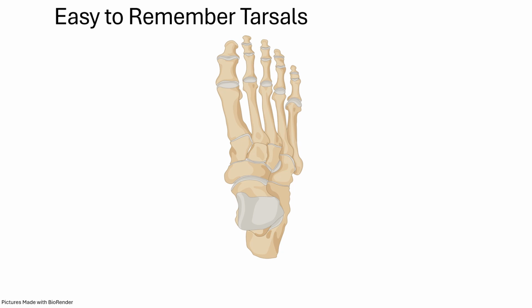Tarsals are the bones of the ankle, just as carpals are bones of the wrist. There are 7 tarsals, which is different compared to the fact that we had 8 carpals. So let's start with the heel bone. This is called the calcaneus bone.